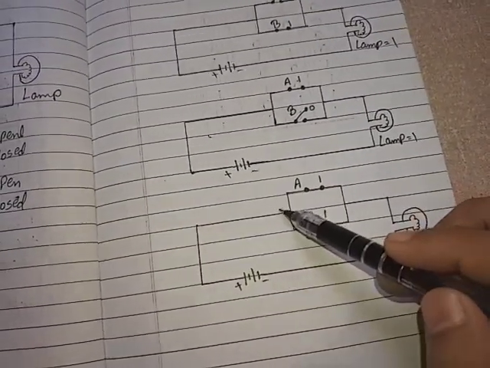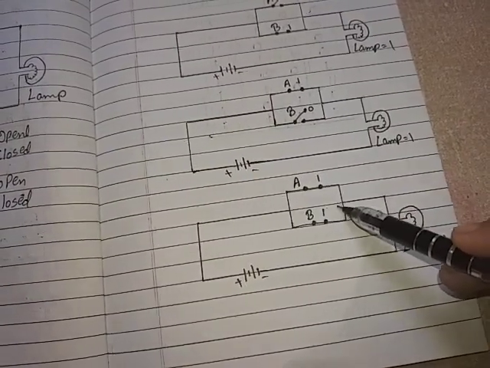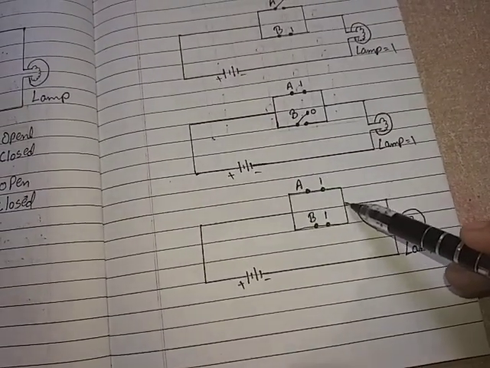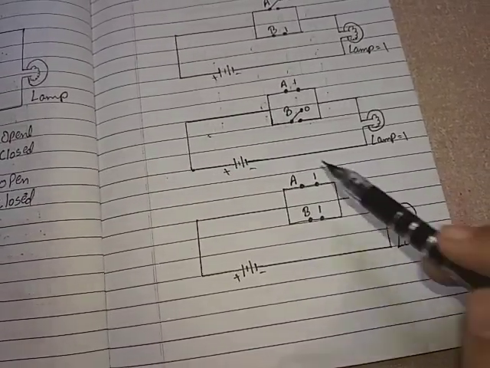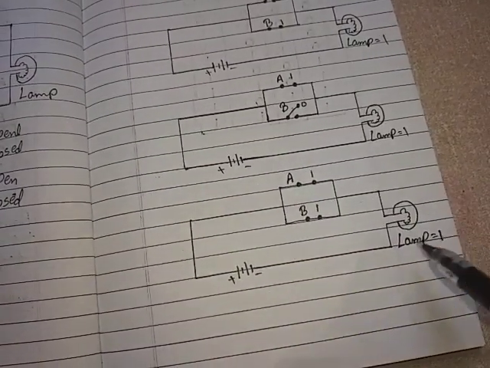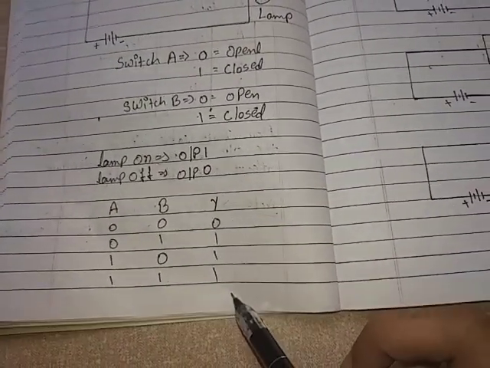So current comes here, it divides into two switches, switch A and switch B, and then again at this point they will sum and go to the lamp. The circuit is closed, hence the lamp will glow. So we get Y equal to 1.